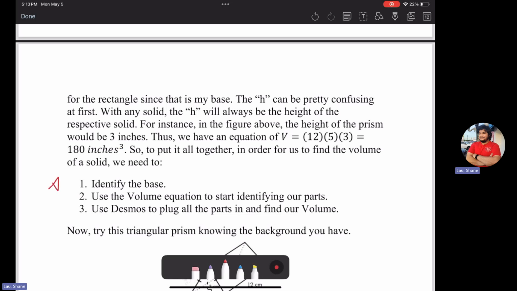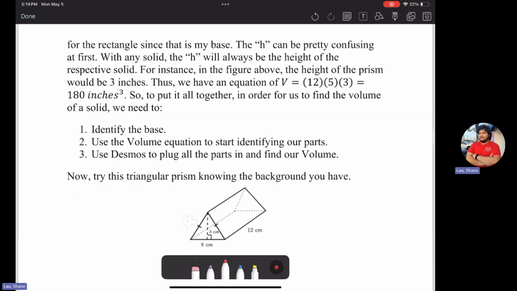Here is probably the biggest key thing: for any volume or surface area problem, you need to be able to identify the base. Second thing you need to do is use the volume equation to start identifying the parts that you need. I'm going to say volume and surface area. That's important too. And then number 3 is to use Desmos to plug in all the parts. It's super easy, super simple. You should not have very many issues with it at all. A lot of this is going to be Desmos heavy.